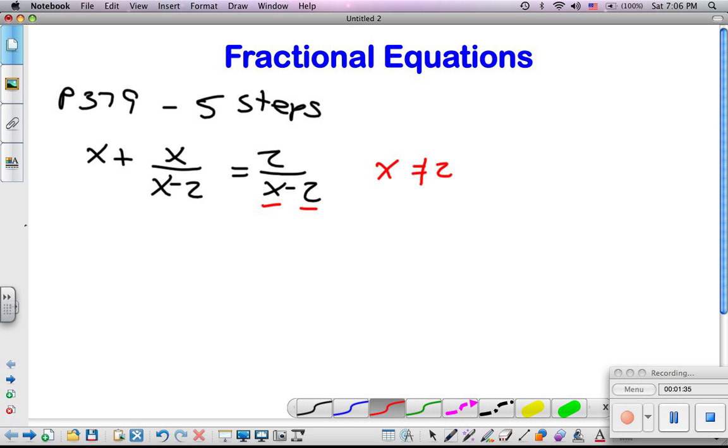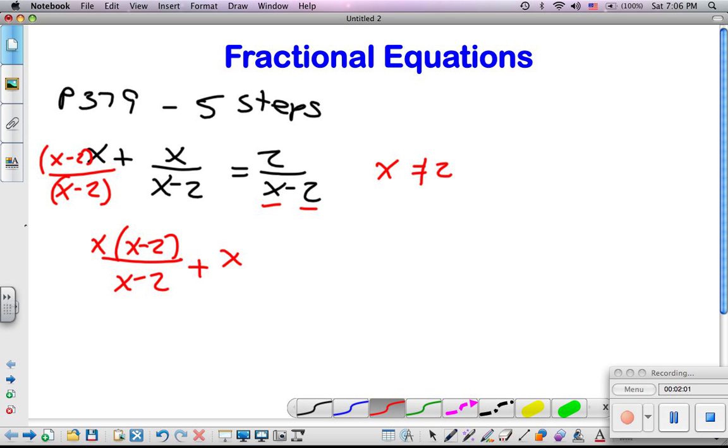So now we want to eliminate all the fractions. In order to do that, I'm going to have to multiply this by x minus 2 over x minus 2. That's okay because that's multiplying by a factor of 1. Now we have a common denominator between the two sides. So let me write this down. We have x times x minus 2 over x minus 2 plus x over x minus 2 equals 2 over x minus 2.